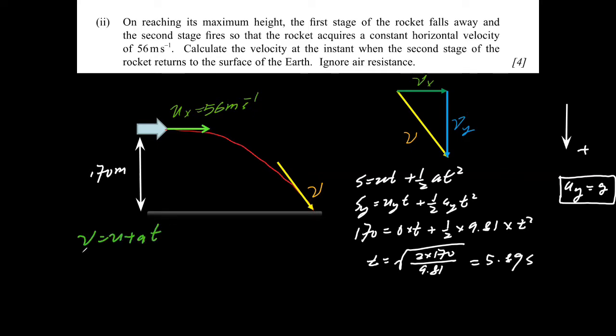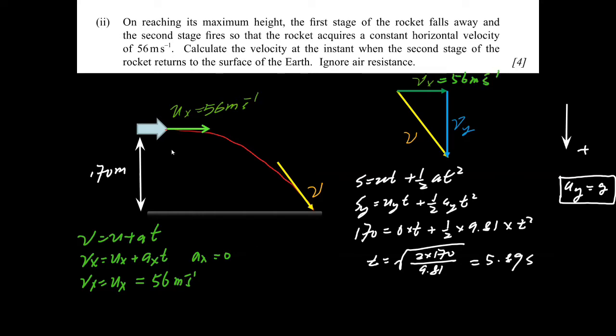Velocity formula: v equals u plus at. Let's write it down. X component: acceleration in the x component equals 0, so vx equals ux. Initial velocity in the x component is 56 meters per second. So this is 56 meters per second.